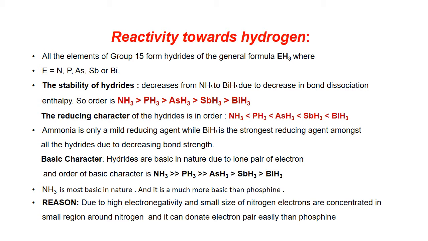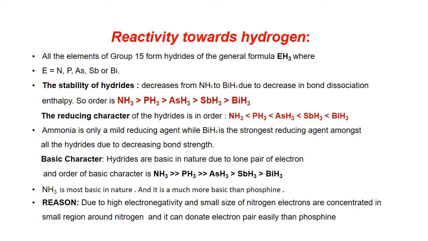Down the group from ammonia to bismuthine, stability decreases due to decrease in bond dissociation energy because of increasing size of the elements. The second property is the reducing character of hydrides, which increases from ammonia to bismuthine. Ammonia is a mild reducing agent because of its small size and high electronegativity. Bismuthine is the strongest reducing agent.